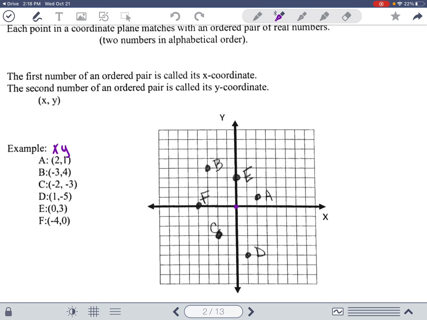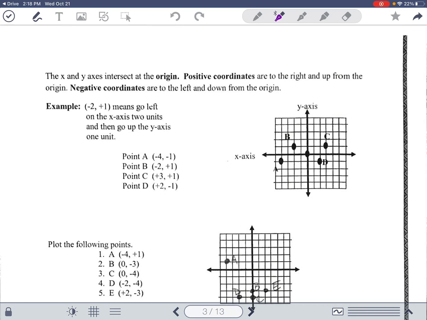For instance, for letter A, the coordinates for letter A are 2, 1. So we start at the origin, we go to the right 2 and up 1, because 2 is positive. For letter B, we go to the left 3 for negative 3 and up 4. Okay, so just a quick review of how to place ordered pairs in a coordinate plane.